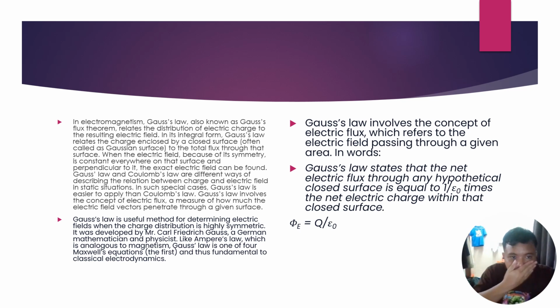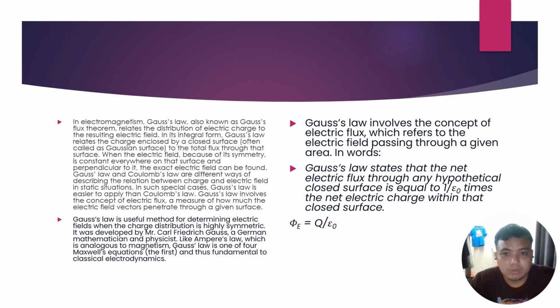Gauss' law involves the concept of electric flux, a measure of how much the electric field vector penetrates through a given surface. So, Gauss' law is also a useful method for determining electric field when the charge distribution is highly symmetric. It was developed by Carl Friedrich Gauss, a German mathematician and physicist. Like Ampere's law, which is an analog to magnetism, Gauss' law is one of the four Maxwell equations, the first, and thus fundamental to classical electrodynamics.